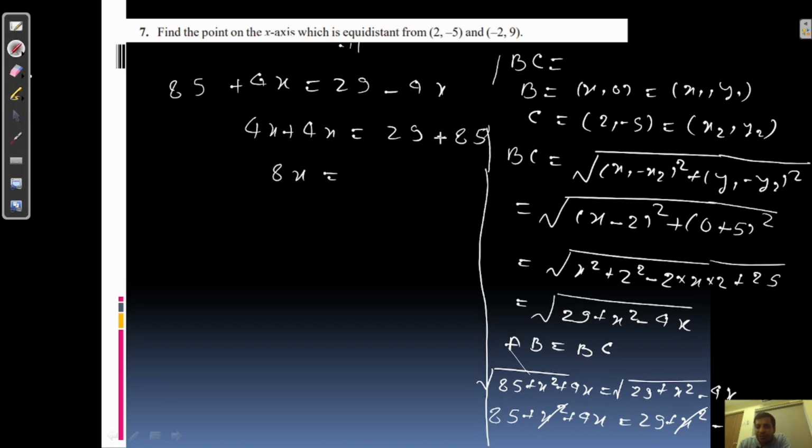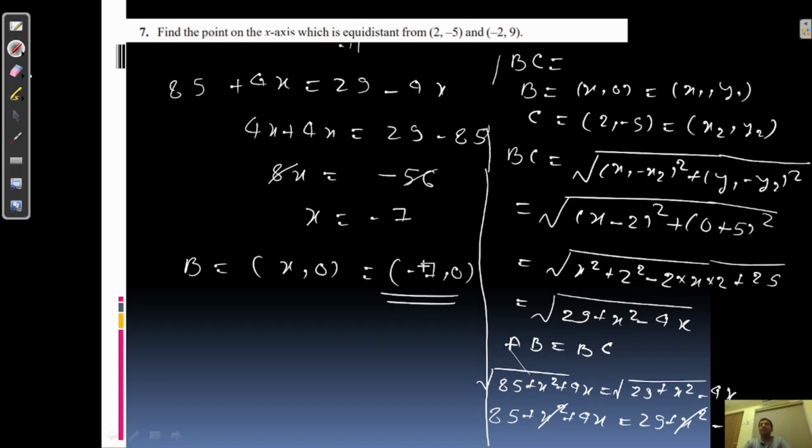29 is here. 85 will come here in minus. So look, we have to subtract it. 85 is the bigger one. 15 minus 9 is 6. It is 7. Now it is 7. 7 minus 2 is 5. It is minus 56 divided by 8. So the value of x will be minus 7. So what was our point B? It was x comma 0. Remember? So the value of x is minus 7 and the value of y is 0. So this is our desired point. Okay. If you want to note it down, note it down. I am just moving on to the next question.